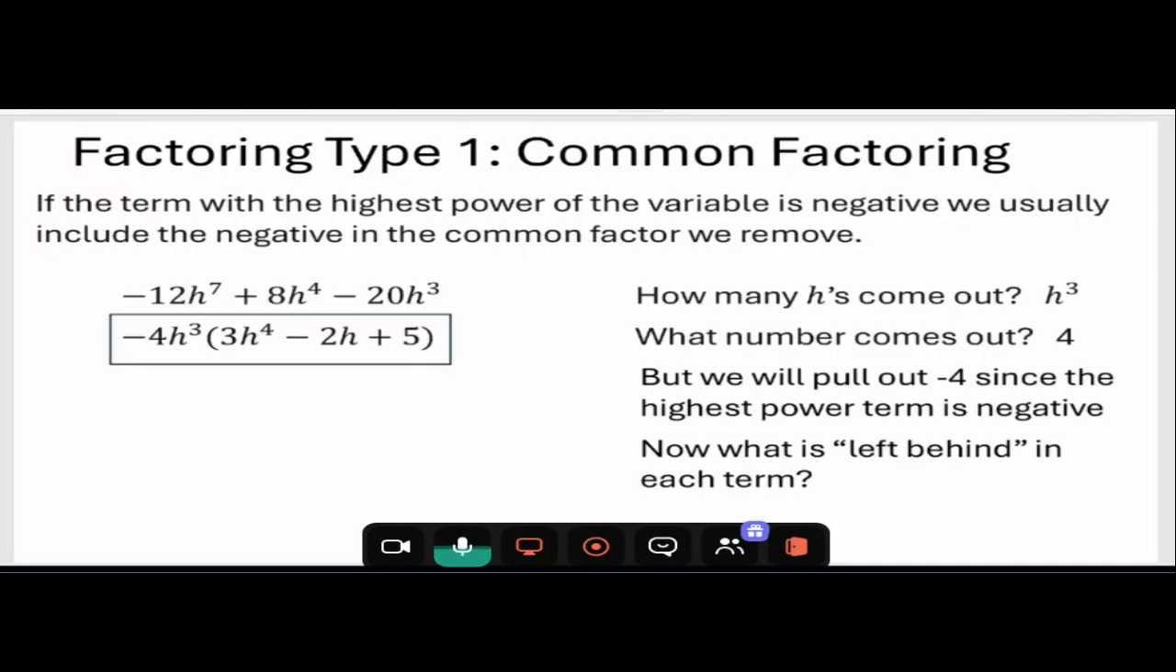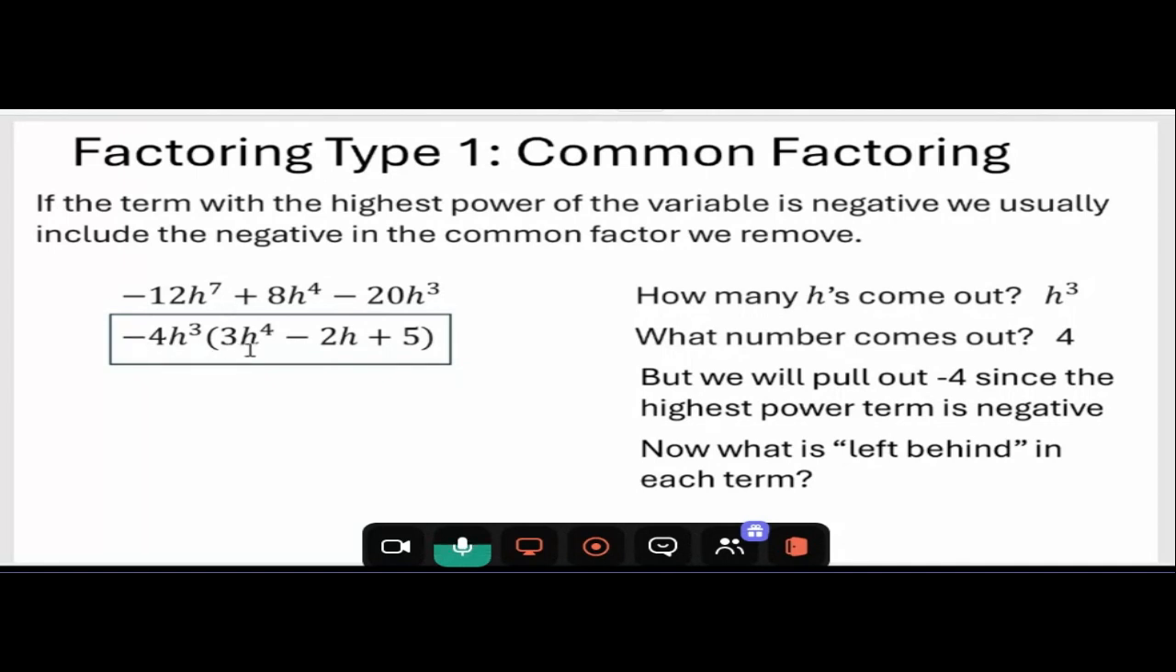And if you want, I thought I might have done this, but I don't. If you want, you can always re-expand this bracket. Let's do it fast. Make sure you get back to the original. -4 times 3 is -12. -4 times -2 is +8. -4 times +5 is -20. Okay, the numbers all check out.